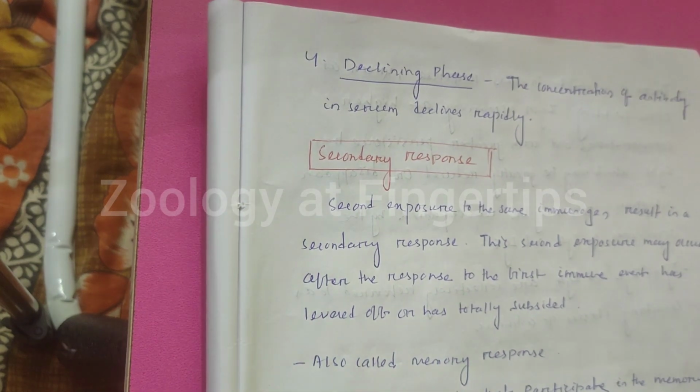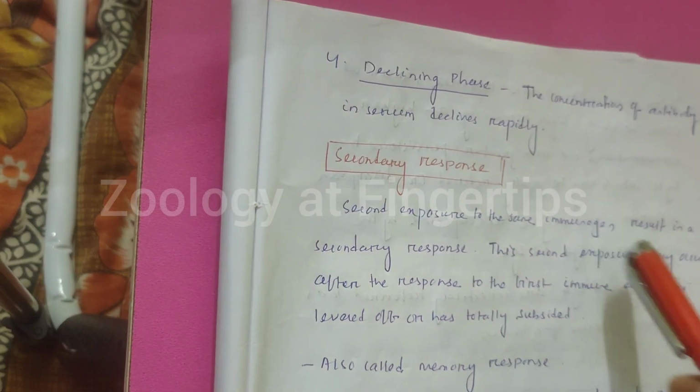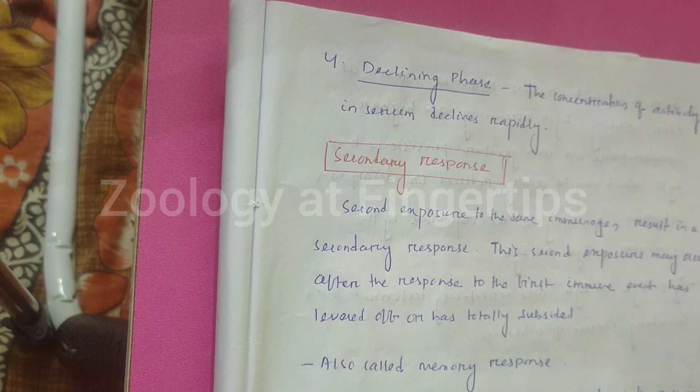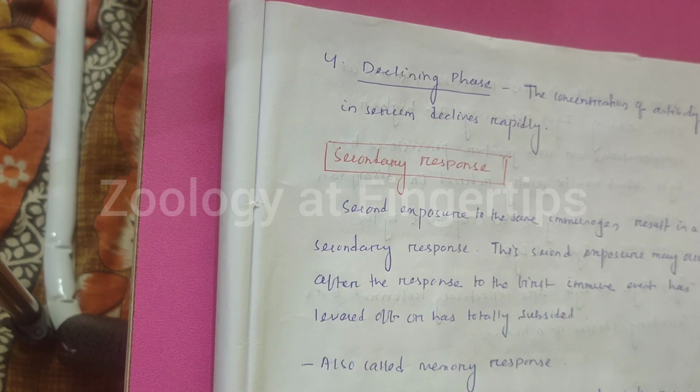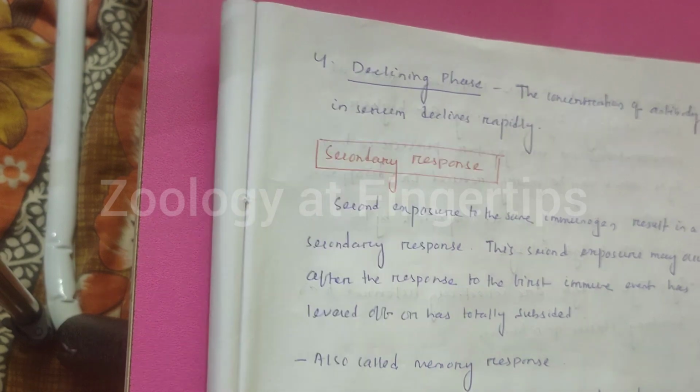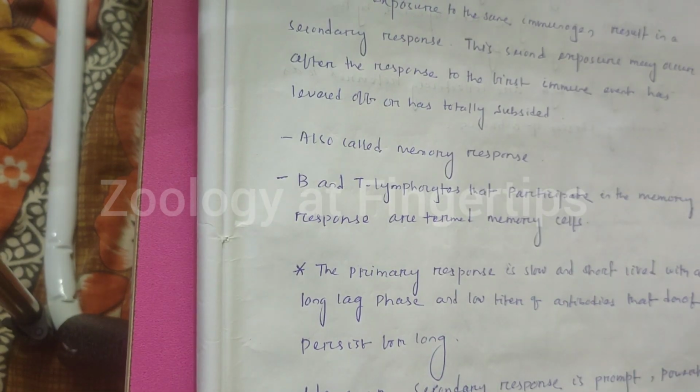Now we will discuss what is secondary response. Second exposure to the same immunogen results in secondary response. In simple words, when the same immunogen infects an individual a second time, the immune response which is generated is known as secondary response. This second exposure may occur after the response to the first immune event has waned or has totally subsided. It is also known as memory response. B and T lymphocytes that participated in this response are termed memory cells.